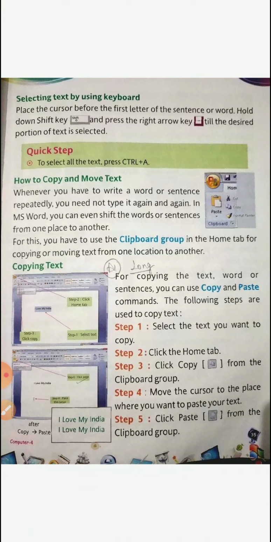First of all, step 1, select the text you want to copy. Whatever text you are going to copy, first of all you have to select it. Then step 2, click the Home tab. You have to go to the Home tab. Step 3, click Copy from the clipboard group. The clipboard is given here and you have to click Copy from there.